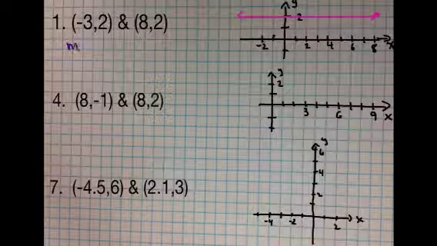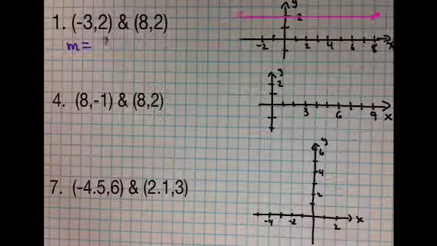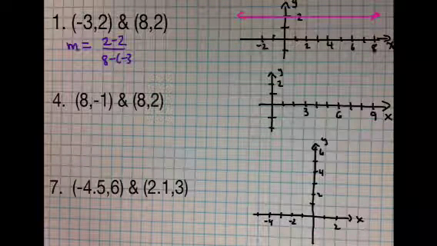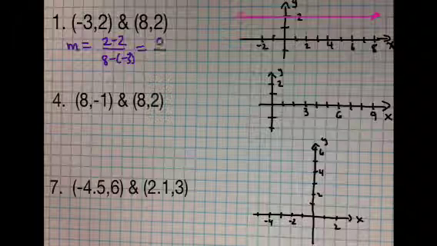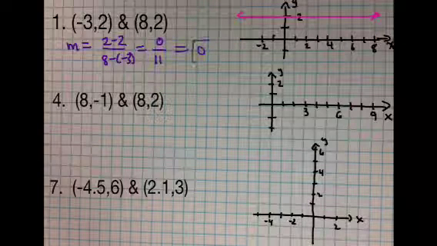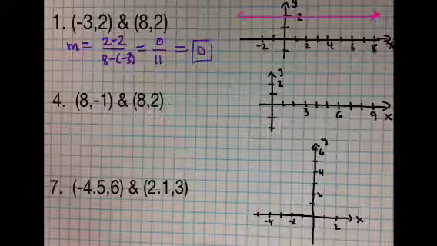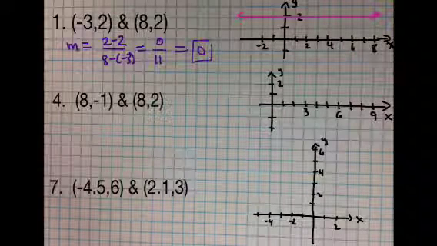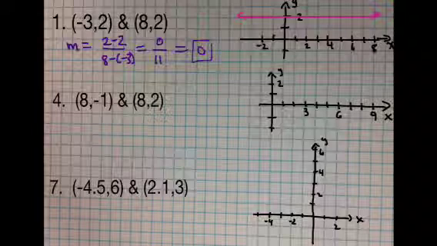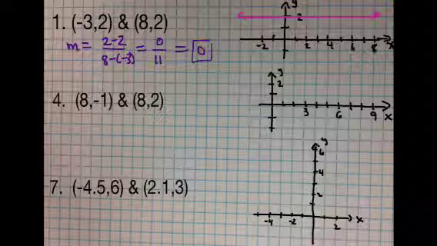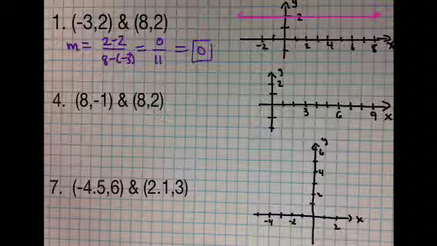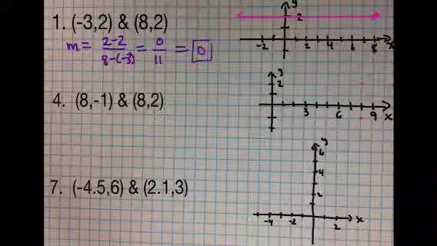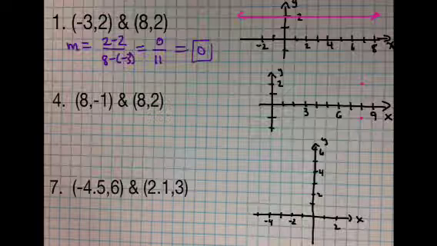M, the difference in the y's over the difference in the x's is 0. For number 4, again, we're going to plot the points. First, so 8, negative 1, so I've got it 6, 7, 8, negative 1. And then 8, 2. So this is a vertical line.